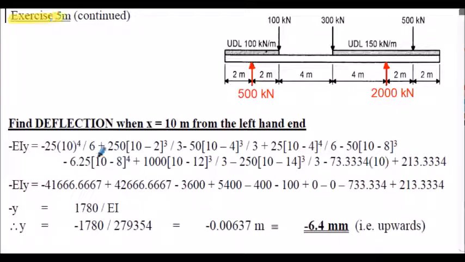Exercise 5 continued. We're calculating the deflection when x equals 10 meters in from the left-hand end. So again, using equation 3a, put the value of 10 into the equation wherever we see an x. And again, ignore terms that have square brackets of 0 or negative values. I'll let you go through the number crunching. The deflection at 10 meters in from the left-hand end is negative 6.4 millimeters. Again, negative is up.